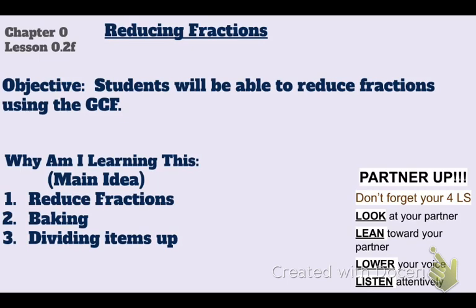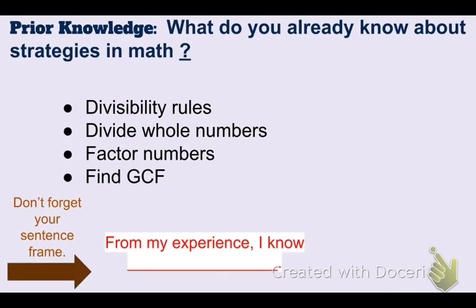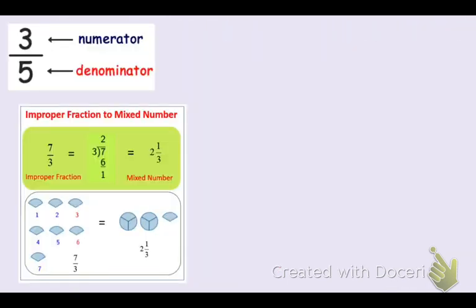So let's talk about some terminology for today. When we talk about a fraction, we can say that the top number is called the numerator and the bottom number is called the denominator. So we will no longer refer to them as top and bottom. Here we can see that the 3 is in the numerator position and the 5 is in the denominator position.